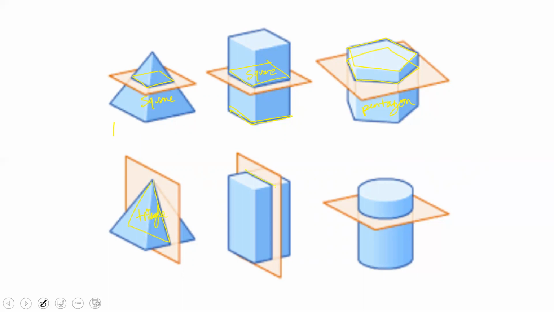What if I slice this vertically? Well, it still looks like it's got a lot of right angles to it, but it's obviously tall, so we're going to call that a rectangle. And then if we slice this horizontally, well, we're still just ending up with another circle.